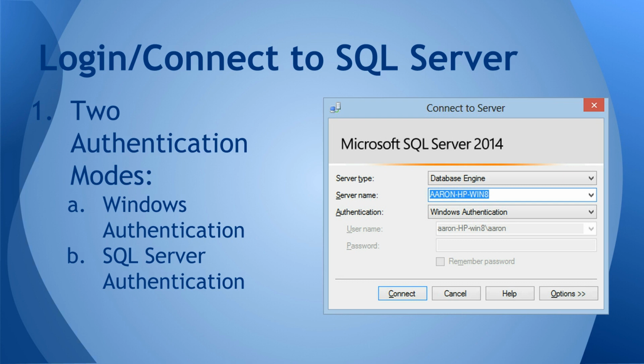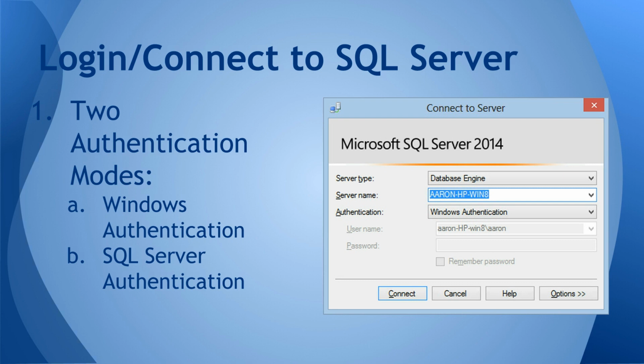So to connect to SQL Server, when you first open Microsoft SQL Server, it will give you a window that will ask you for some information. And you have to select the server type, server name, and authentication. And just leave server type alone for now.